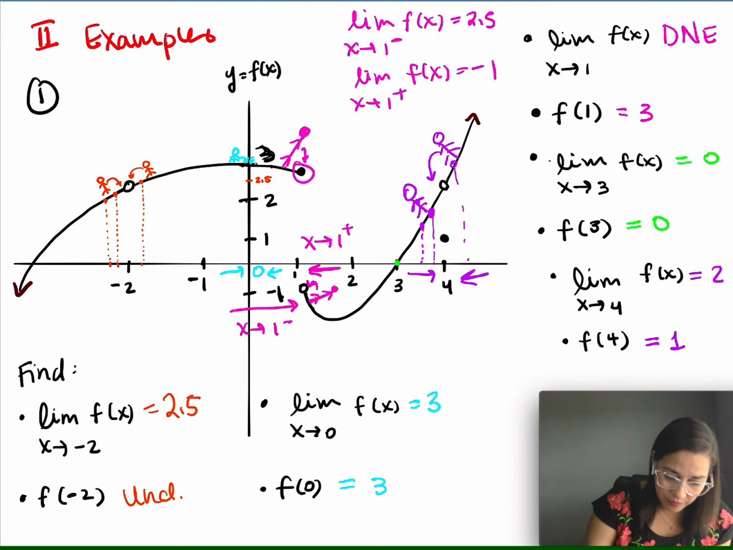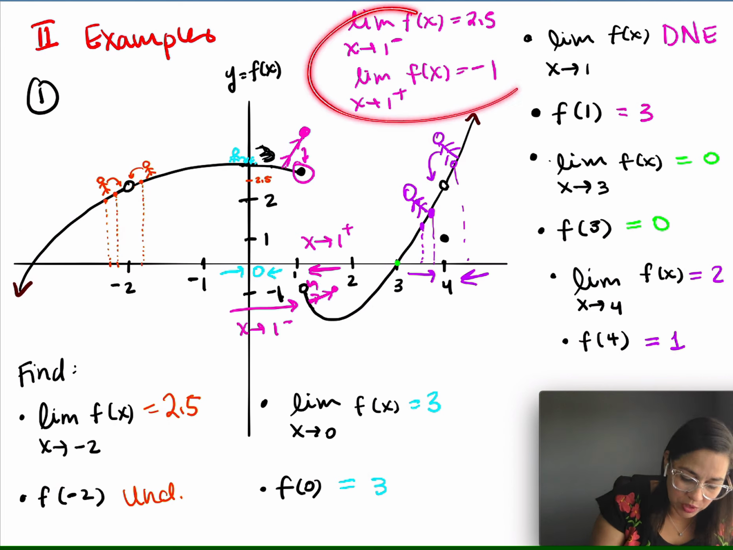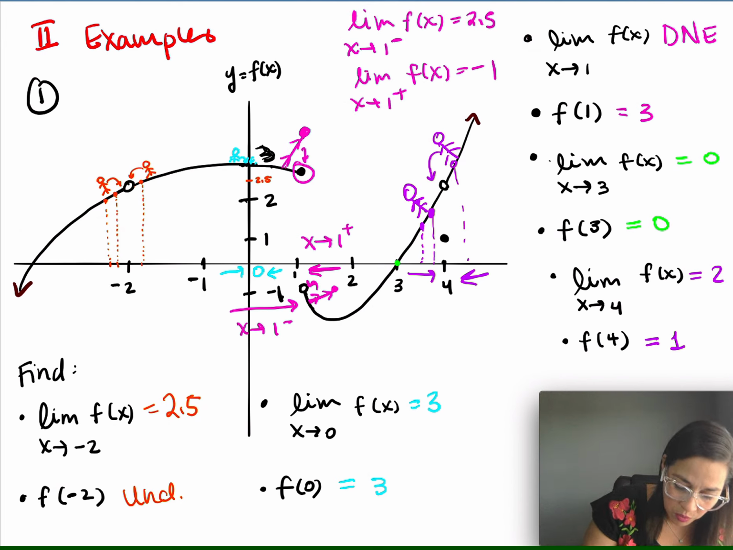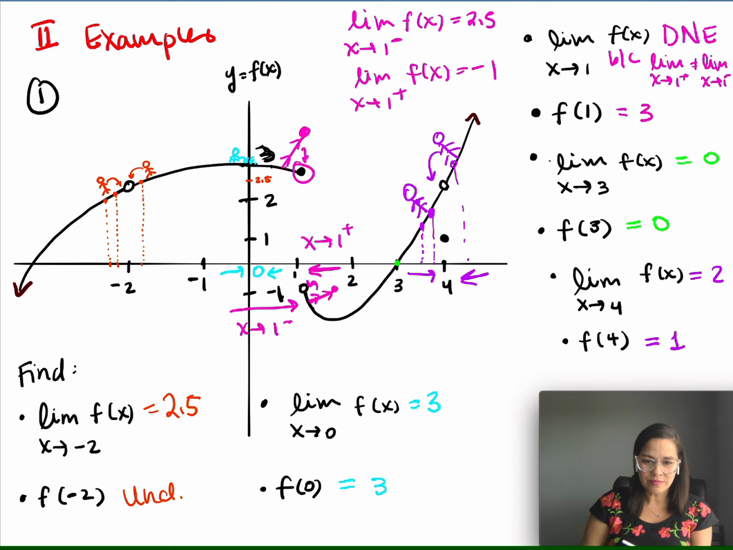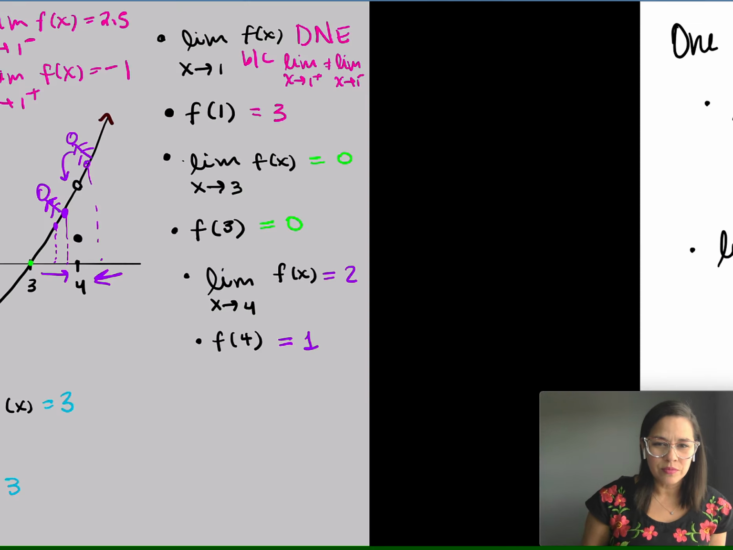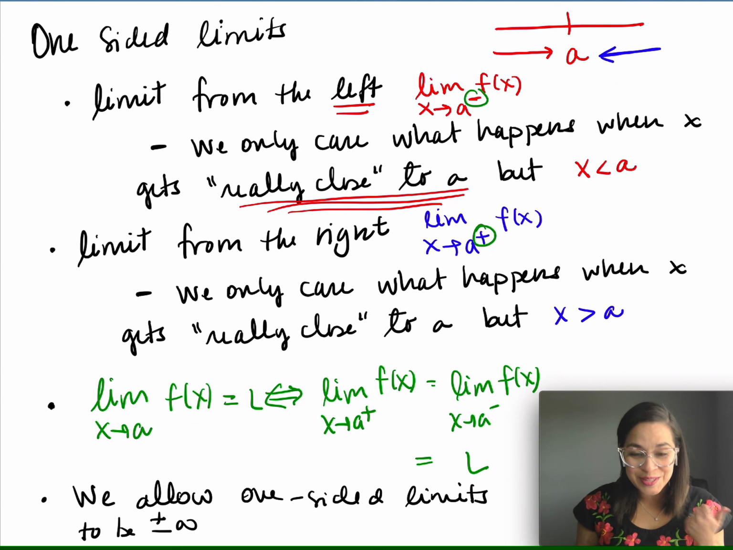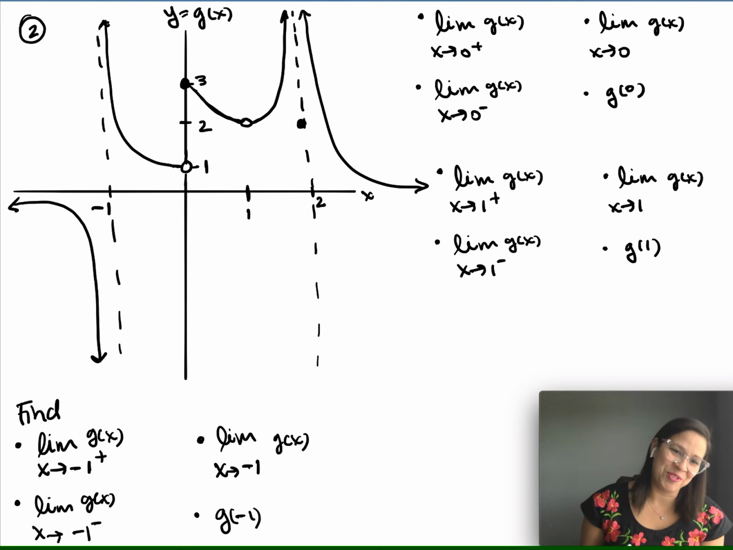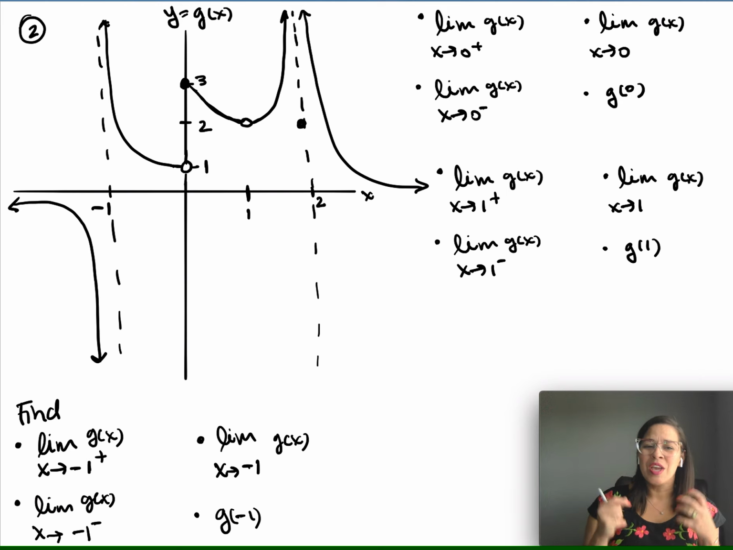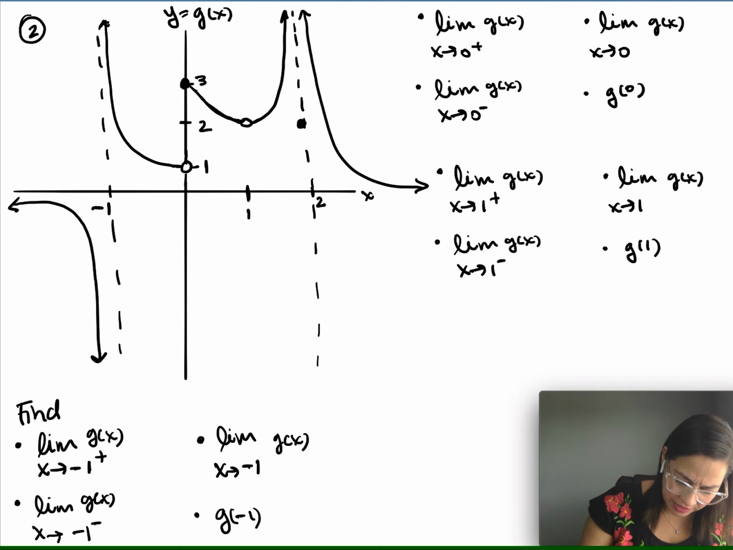And why? This is the reason why. Because the limit as x approaches 1 from the right is not equal to the limit as x approaches 1 from the left, okay? Perfect. You can look at the definitions again, and now we do another example. Beautiful graph again, and given this graph, I have to find all those limits. So let's just jump right into it.